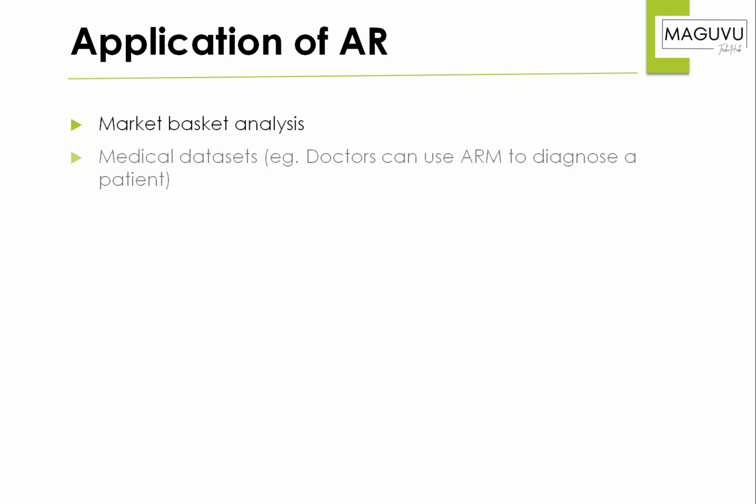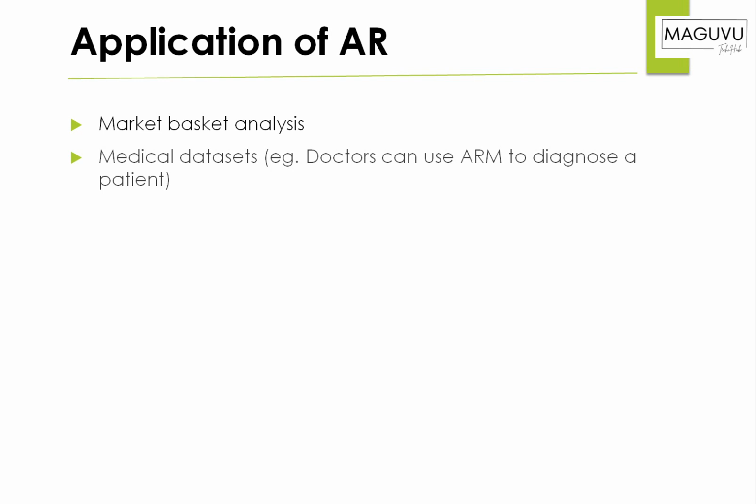It can also be used in medical data sets, where doctors have been using association rule mining to diagnose patients, where we would want to say if the temperature is that, and also there is some vomiting, then most likely it could be this disease or that. So association rule mining is an important technique in data mining.